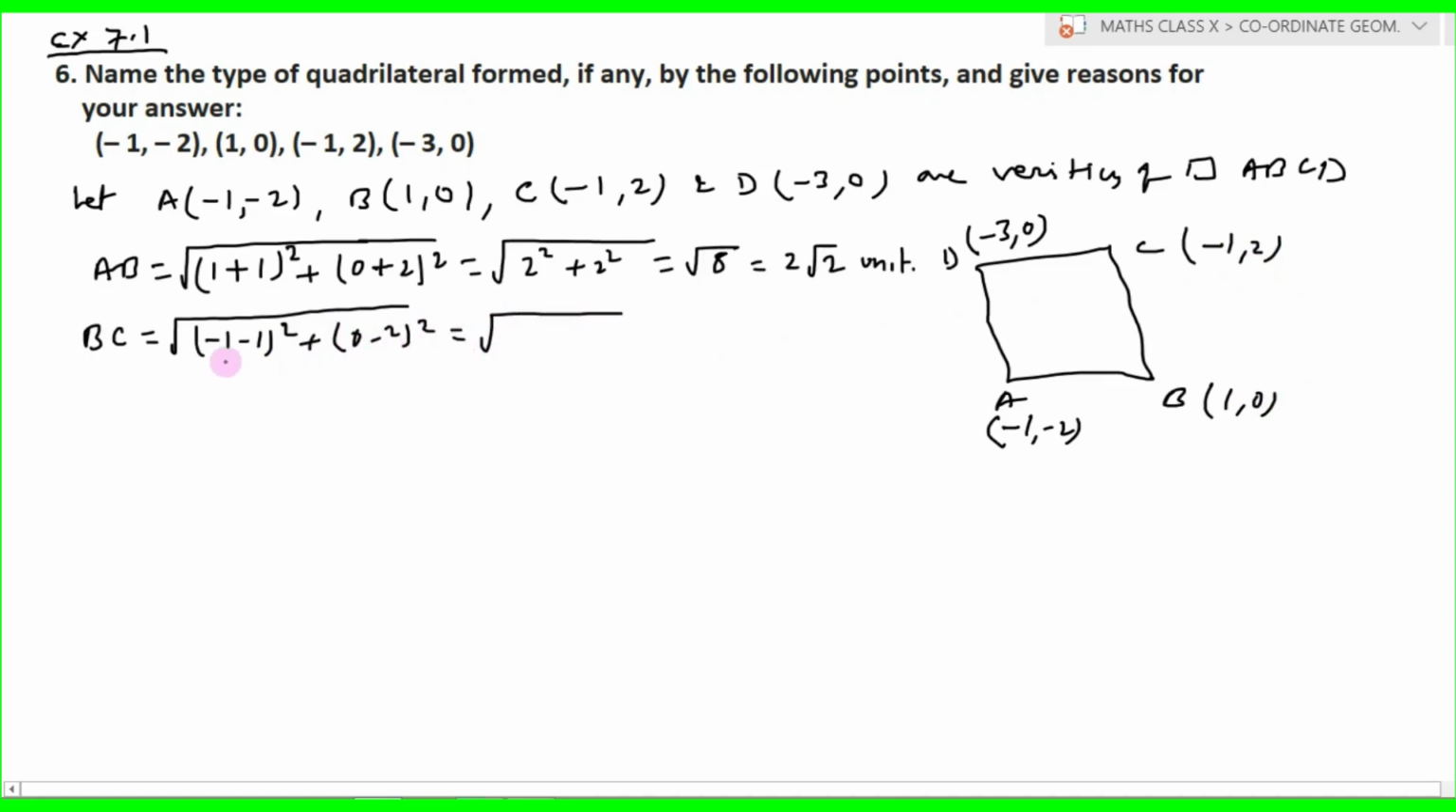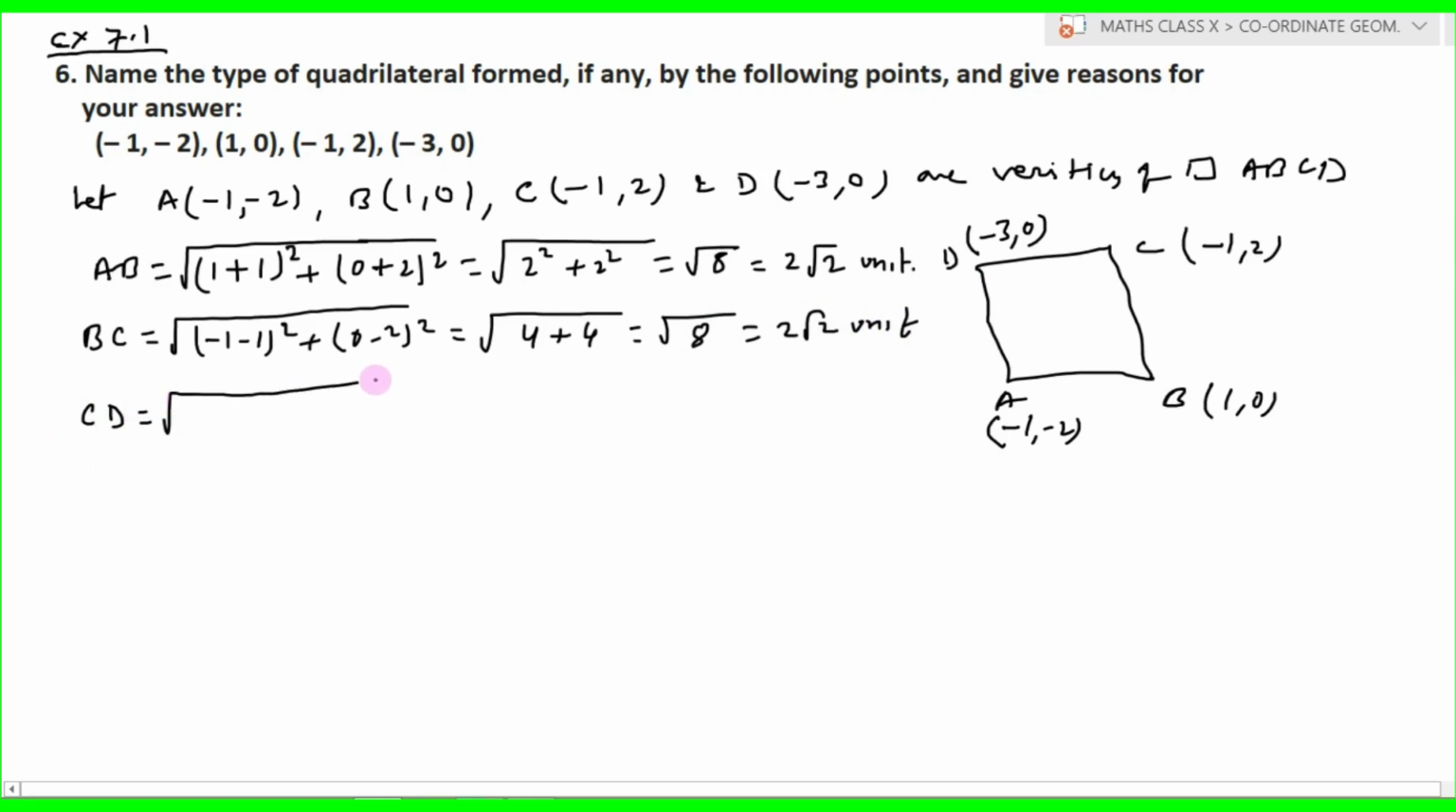So this will give you (-1 - (-2))², which is... -2 whole square is 4. Again here, -2 whole square is 4. So this is 4 plus 4, 8. Again you will get 2 root 2 units. So this is the length of BC. Now find CD. What is CD?